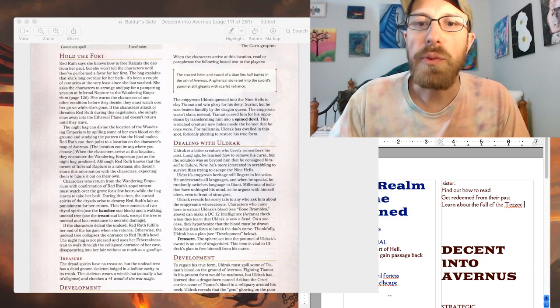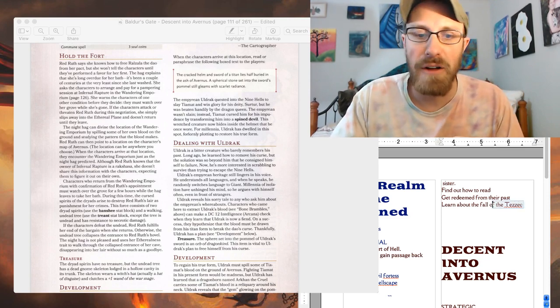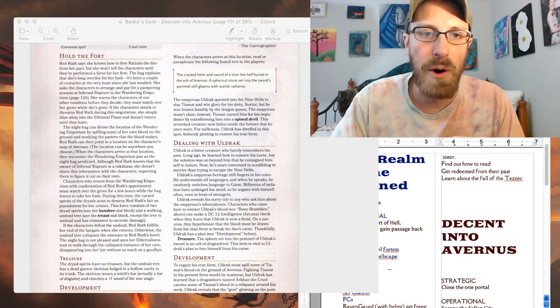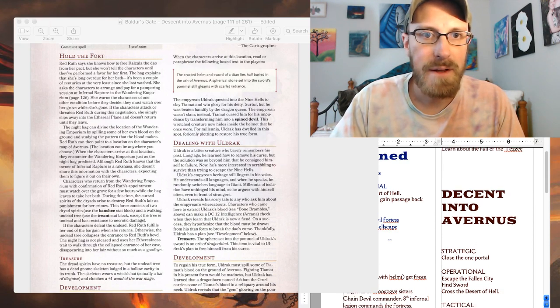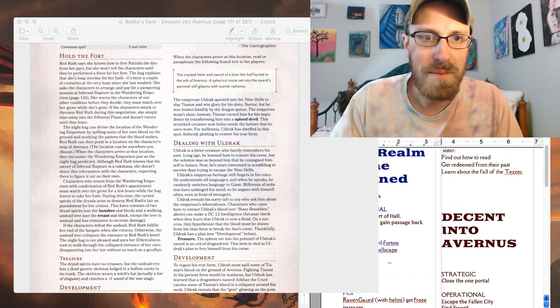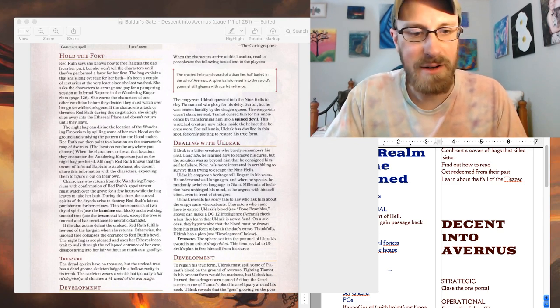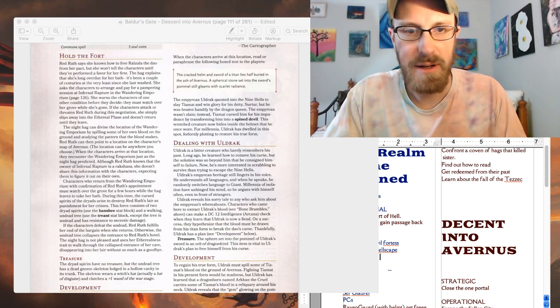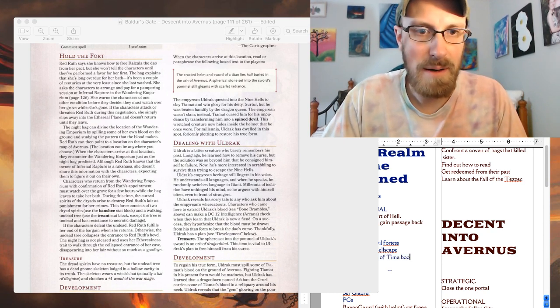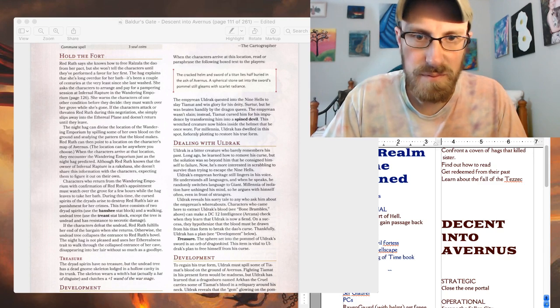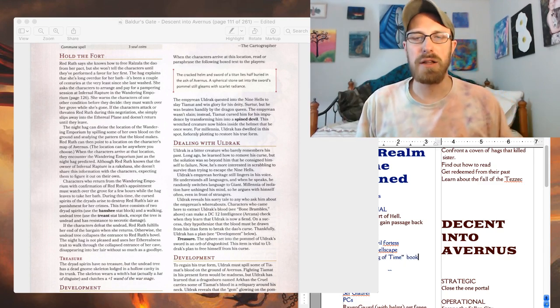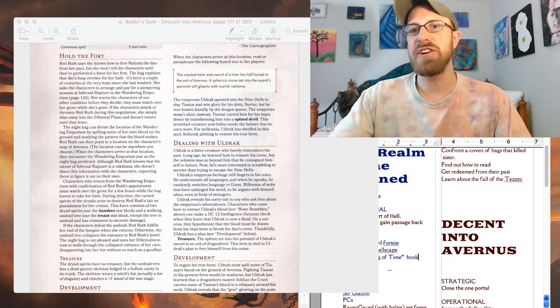So there can be a piece of the fall of the Tezek that'll be buried in the boneyard. Cool. So they can acquire the Egg of Time book. This is a book that describes a little bit of the ancient ritual that eventually led to the Tezek's doom.